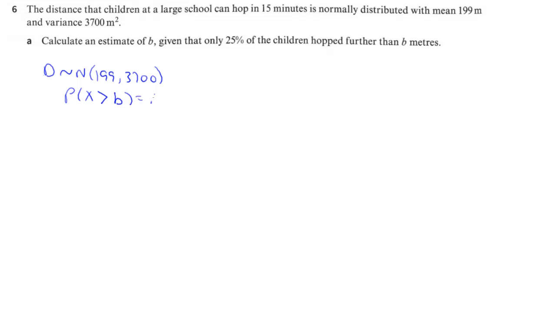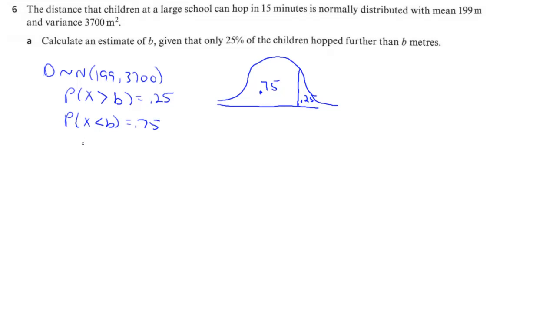So all we've got to do now is we know that this is 25%. We do a quick sketch. We see our 25% is over here, and it's got to be above whatever this value is. That means 75% has got to be below whatever our value is. If we use the inverse normal to find below, then it's going to give us what that value B is, or at least we can change these to z-scores. So this is going to be B minus 199 over the square root of 3,700.